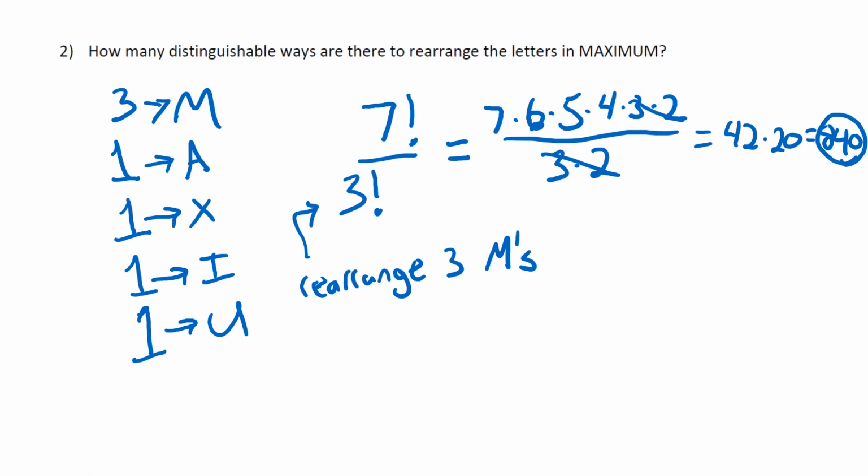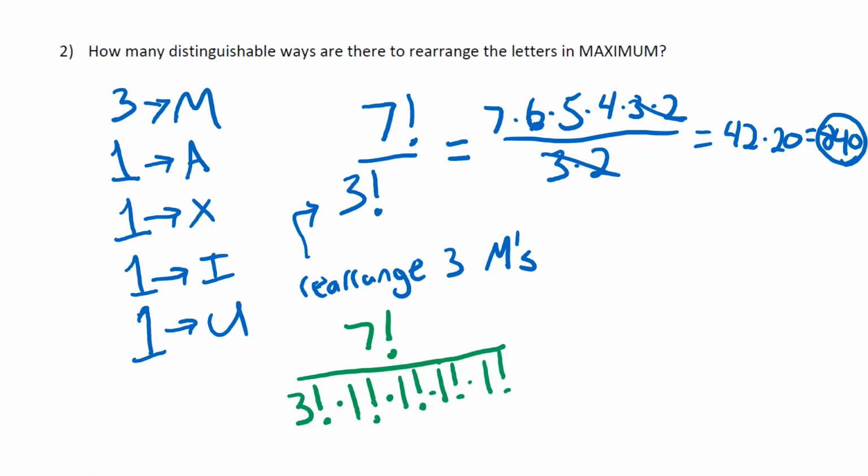Here, I just want to show you something to kind of generalize this that'll be a little bit safer, really. What we could do instead is do the 7 factorial over 3 factorial for the m's, but then what about the a's? Well, there's only one a, so that's times 1 factorial, and there's 1 x, which is times 1 factorial, and 1 i, which is 1 factorial, and 1 u, which is also 1 factorial.